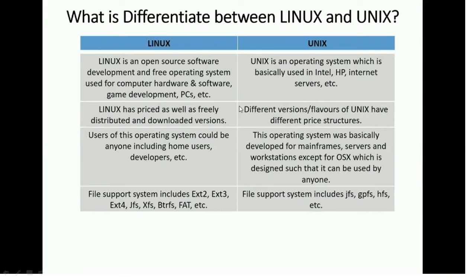Users of Linux could be anyone, including home users or developers. Unix was developed for mainframe servers and workstations, except for OS X, which is designed such that it can be used by anyone. The file system support in Linux is ext2, ext3, ext4, and so on. The file system support in Unix is JFS, GPFS, HFS, etc.